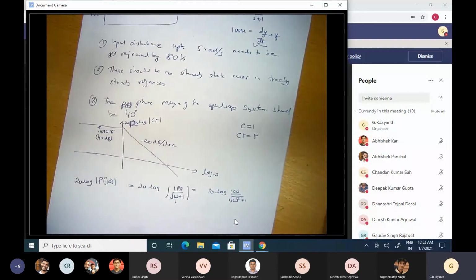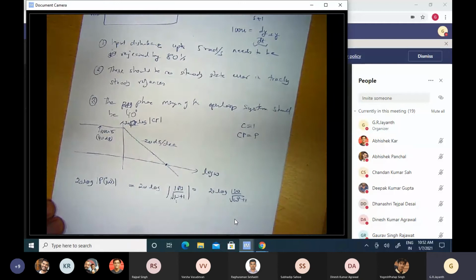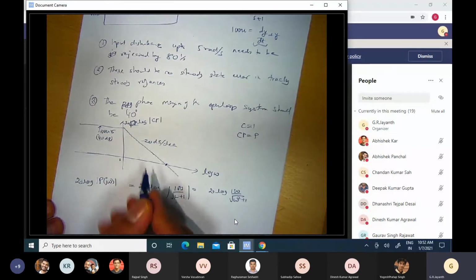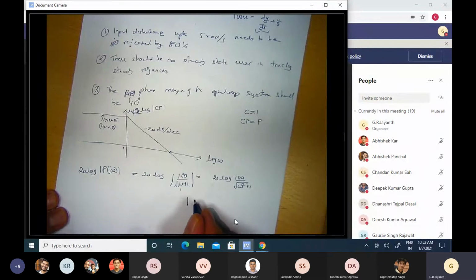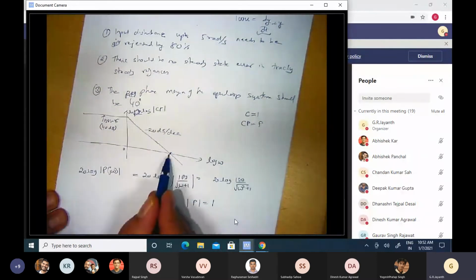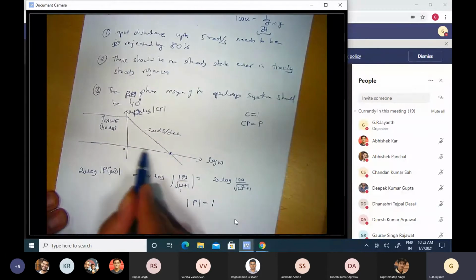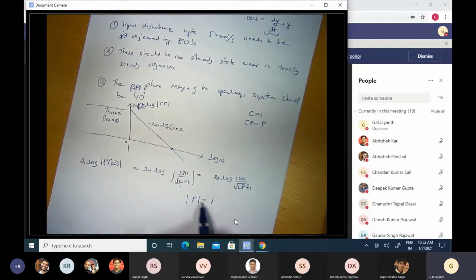Okay, so where will it cross the 0 dB line? Where will it cross the x-axis? To determine that, you have to set the magnitude of P to be equal to 1, because the y-axis is a log scale. So when it crosses the x-axis, the log of that particular gain will be equal to 0, or in other words, the magnitude of C times P will be equal to 1.